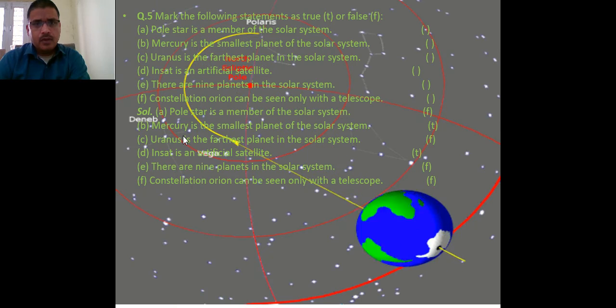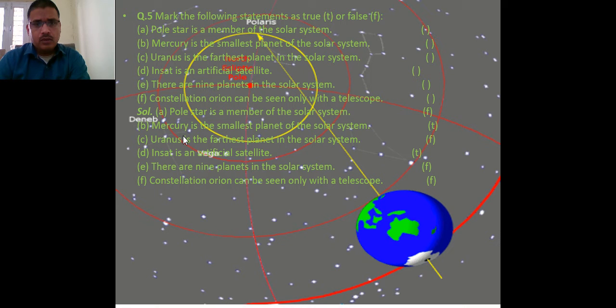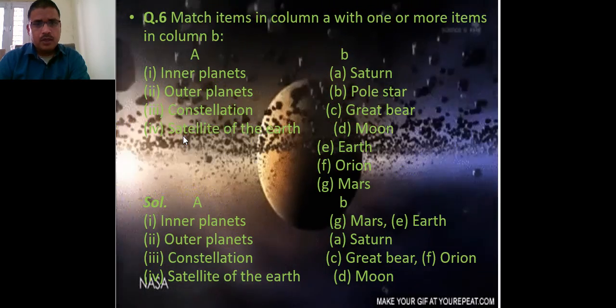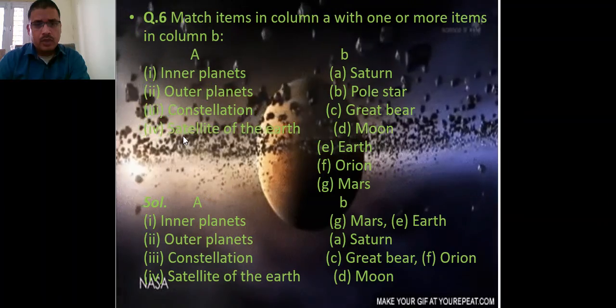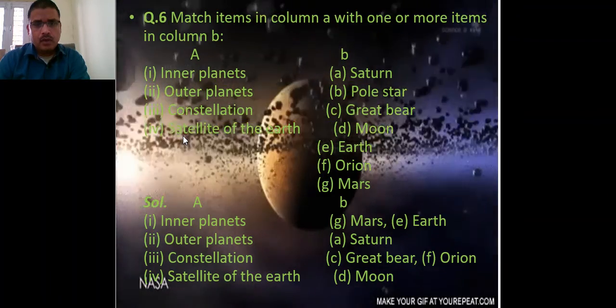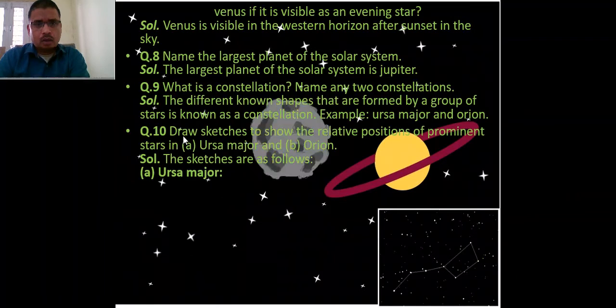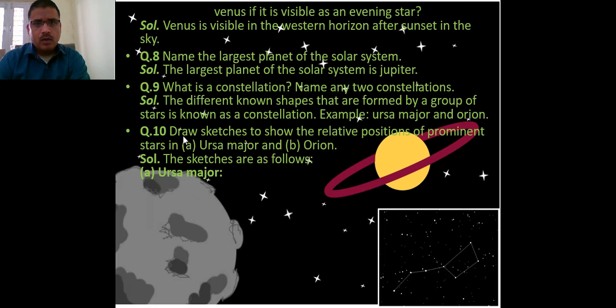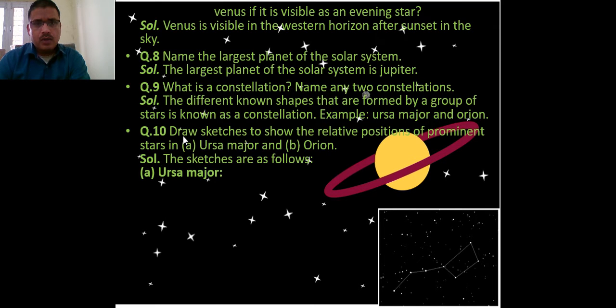You just go through all these questions and answers. All the things are mentioned here. Everything is given here. You match the following also given here. Venus, if it is visible as an evening star. Name the largest planet of the solar system.